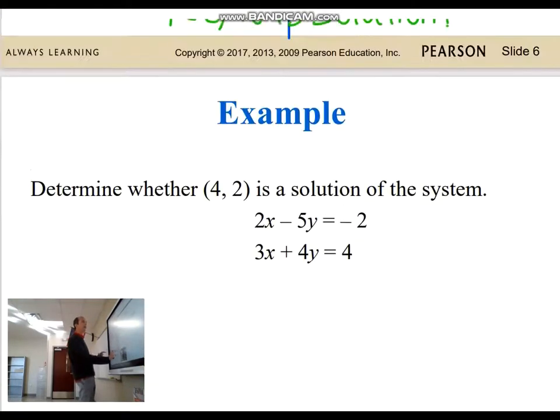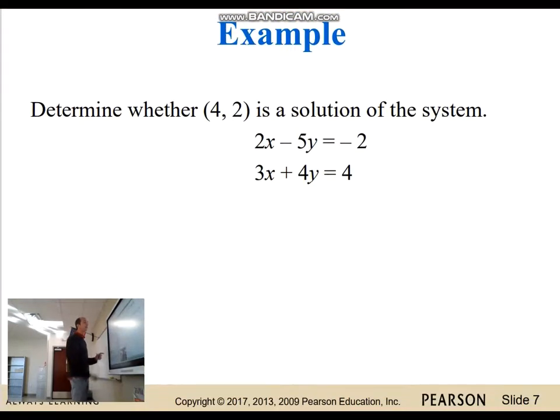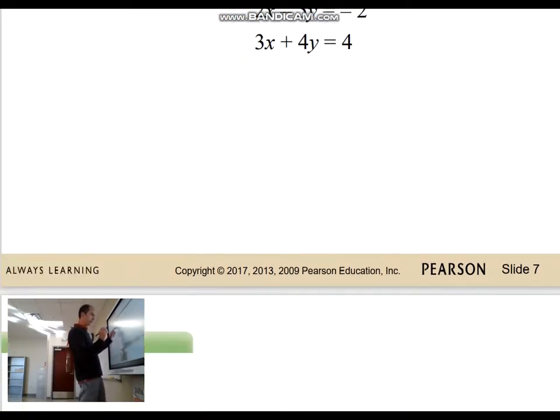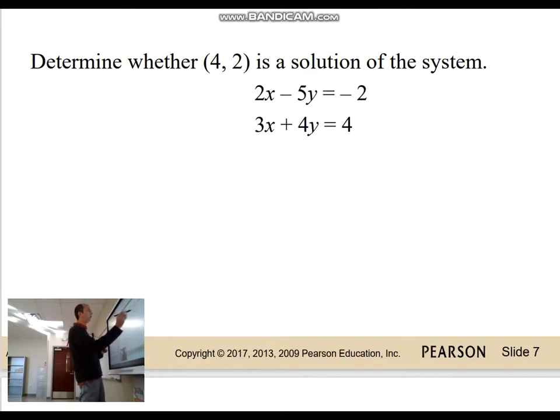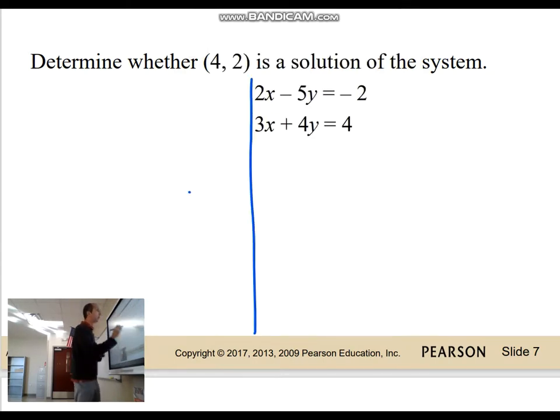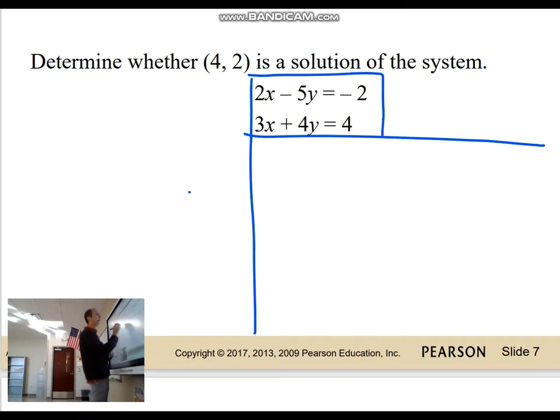Now let's move to the next example. Determine whether x equals 4, y equals 2 is a solution of the system. 2x minus 5y equals -2, 3x plus 4y equals 4. Well, we have to do the same thing, and let's check for each equation. Let's split the screen here. I like to work on this side, and this is the system of equations right here.